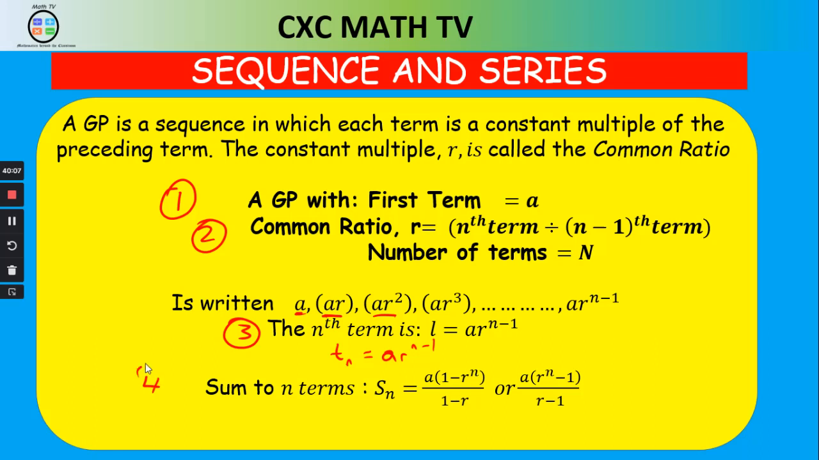Then for the sum of a GP you use one of the two formulas. It's a in bracket 1 minus r to the n over 1 minus r, or a in bracket r to the n minus 1 over r minus 1. We use the first formula when it is convergent. We use the second formula when it is divergent. Cool.